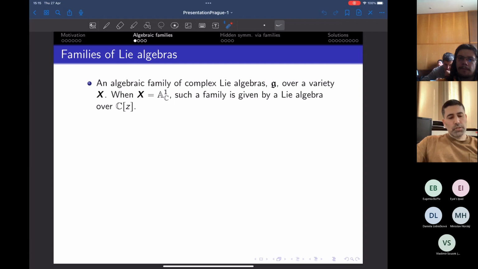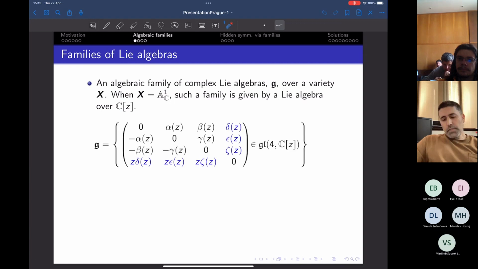In such a case, an algebraic family of complex Lie algebras is simply a free Lie algebra, not over a field, but over this ring of polynomial functions in one complex variable. So it's just a Lie algebra over this ring, which is also free as a module. So it's quite simple. Let me show you some examples.